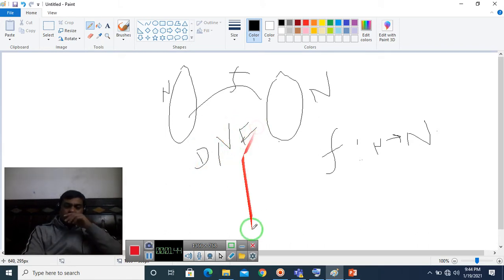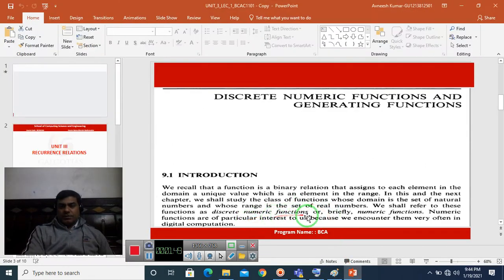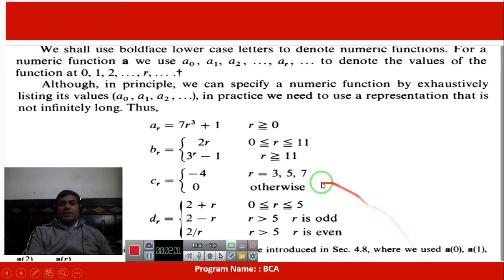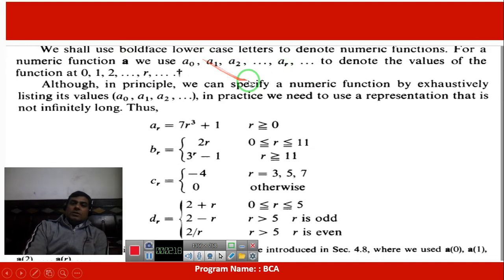Discrete numeric function, in the short form we can say it is only numeric function. Discrete numeric function is also called the numeric function. Okay, this numeric function is denoted by AR. For the bold letter we can also denote it as a bold A, but basically it is denoted by AR. So this is a general term.